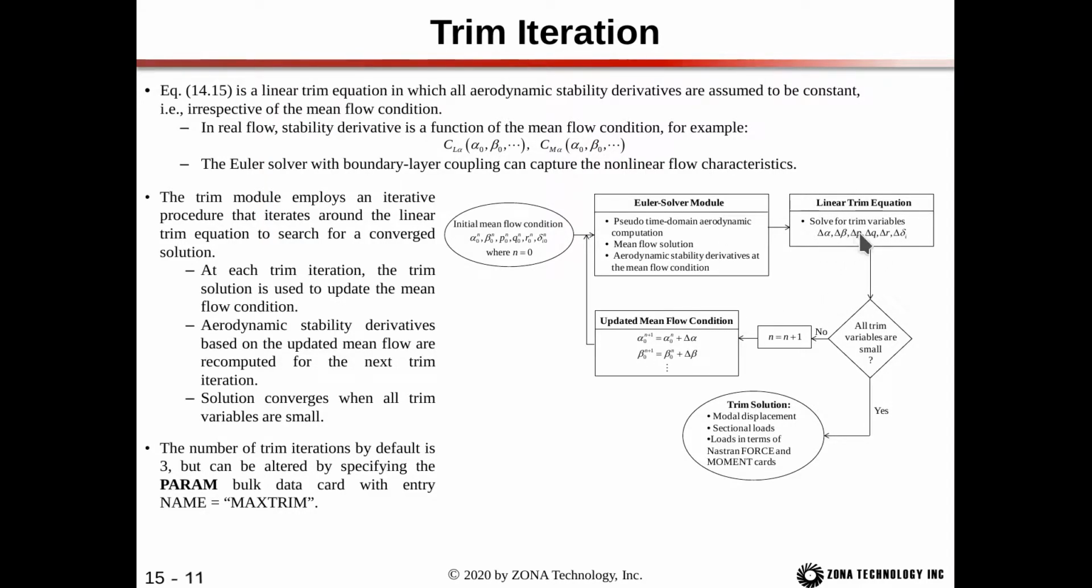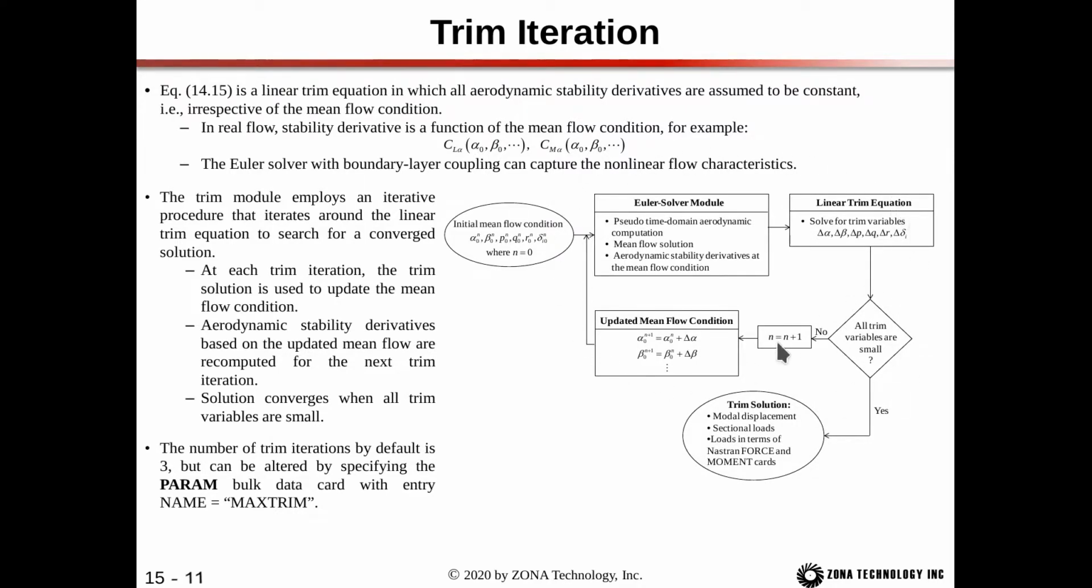So once we've converged, our solved delta alpha, delta beta, and so on will all be small values. So when we ask the question, are all trim variables small? We'll say yes, so that is our trim solution. So our alpha naught n, beta naught n, and so on is the solution to our trim equation. So once we have the trim solution, we can calculate the modal displacement, sectional loads, and loads in terms of the Nastran force and moment cards.